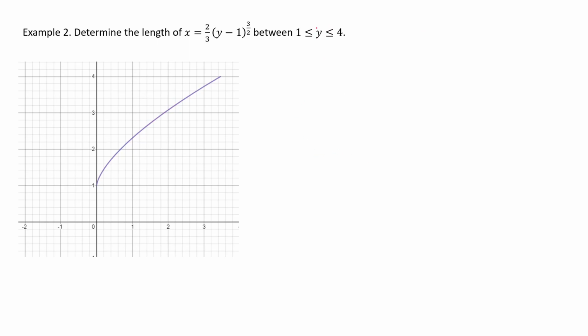So this time we're going to evaluate the length of this equation between 1 to 4, but this time it's in the y direction. So y is greater than or equal to 1 but less than or equal to 4. And then this equation is in this format: x equals 2/3 times y minus 1 to the power of 3/2.